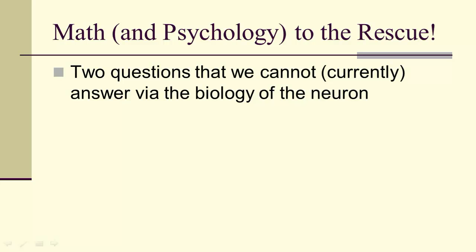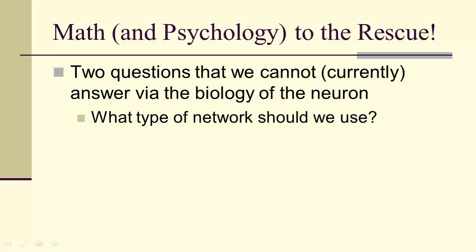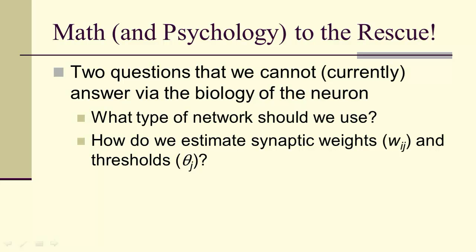So math and psychology, actually. There are two questions that we can't answer biologically. What type of network we should use? The network topology of real-world neural networks is just far too complex. And how do we estimate synaptic weights and these thresholds theta sub j?